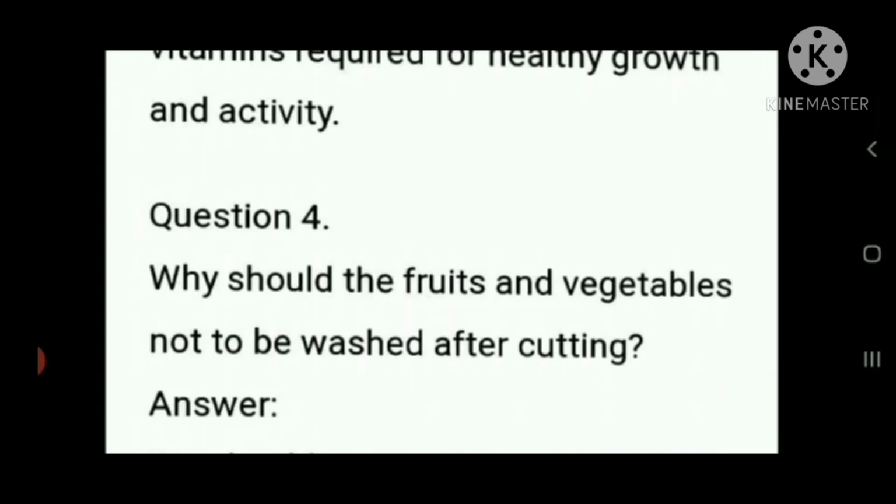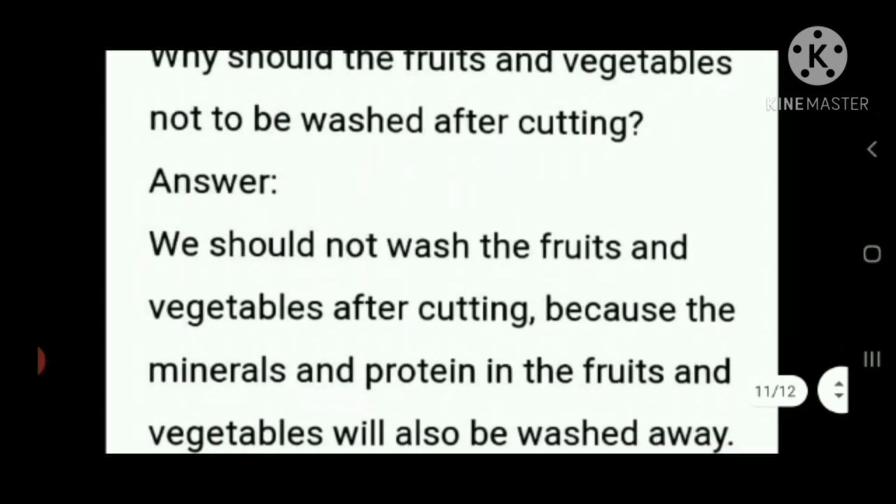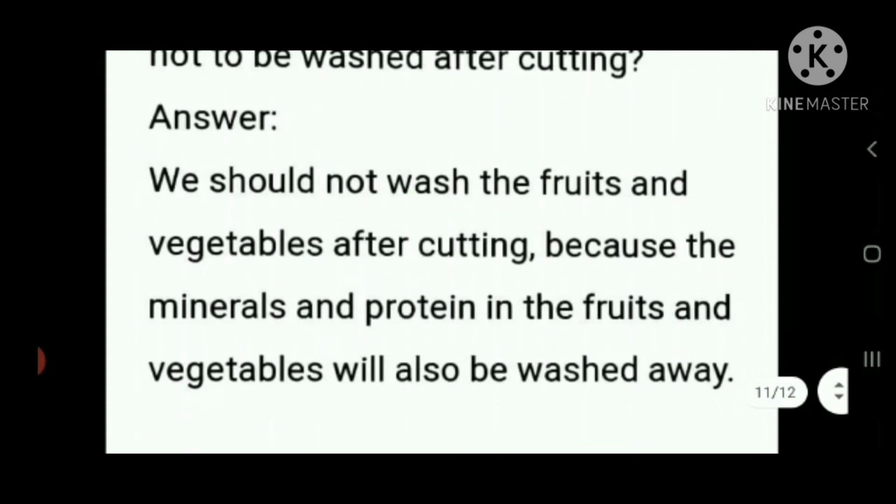Why should the fruits and vegetables not be washed after cutting? Okay, after we cut, we should not wash the fruits and vegetables, because the minerals and proteins in the fruits and vegetables will also be washed away, because they have some mineral and protein content, right?